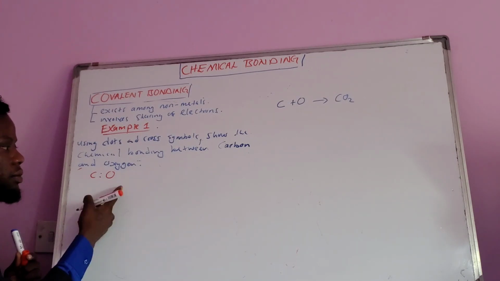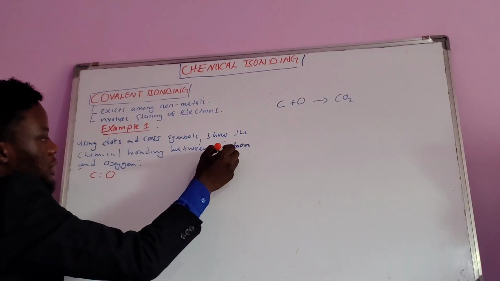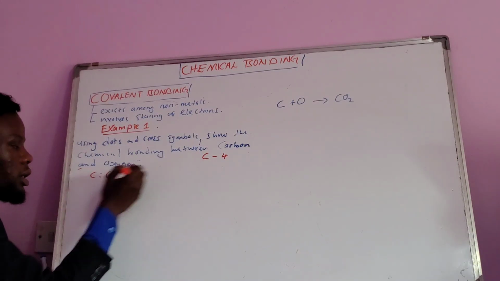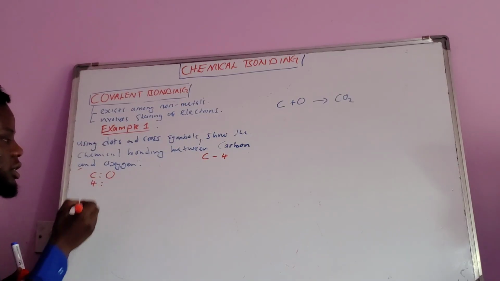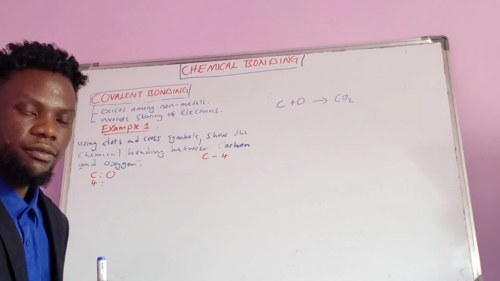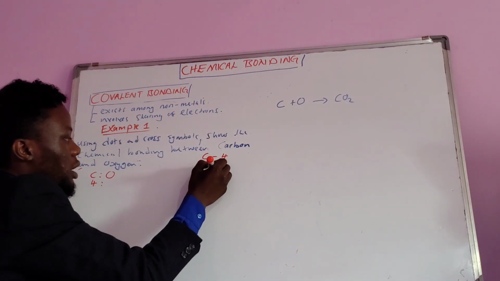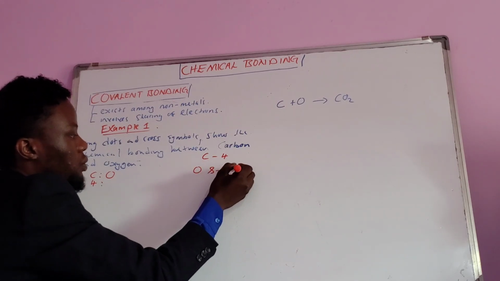So carbon is reacting with oxygen. Remember that on the periodic table, carbon is in group 4. Then for any element in group 4, the valence number equals the group number. So if carbon is in group 4, the valence number for carbon is 4. Then what about oxygen? Oxygen is in group 6 on the periodic table, and the valence number for oxygen is 8 minus 6, which gives 2.